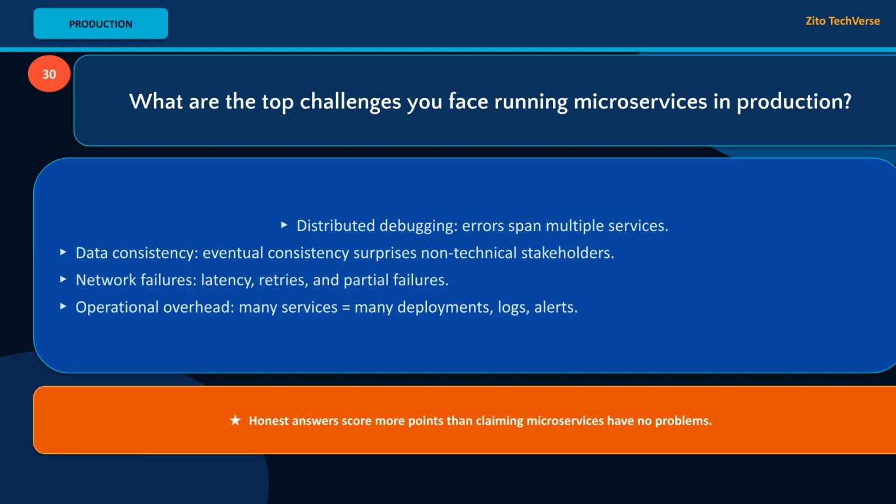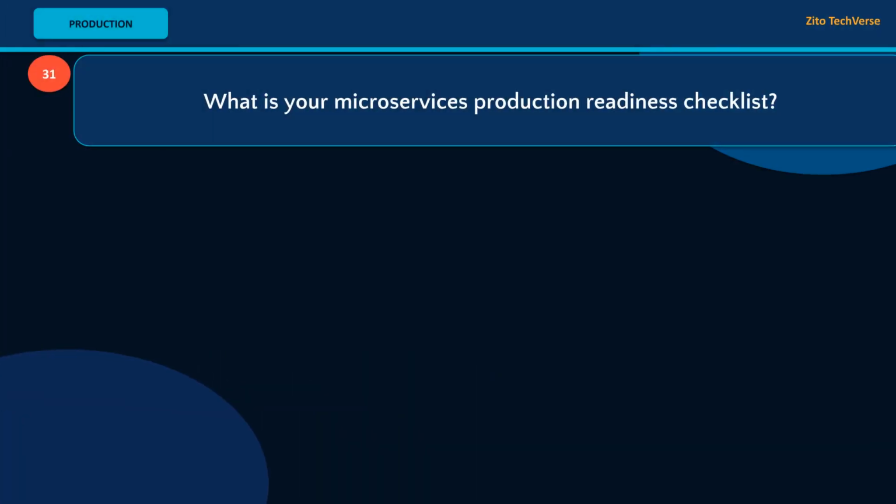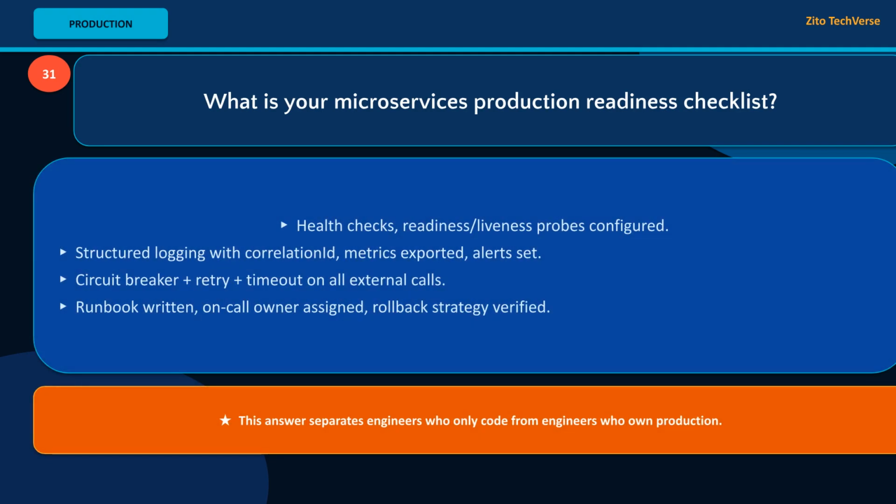Running microservices in production brings challenges like distributed debugging across services, managing eventual consistency, handling network failures, and dealing with increased operational overhead. Being honest about these difficulties during an interview shows that you understand the reality of managing complex, distributed systems. A solid production readiness checklist includes configuring health checks, implementing structured logging with correlation IDs, setting up circuit breakers for external calls, and having documented runbooks with assigned ownership.